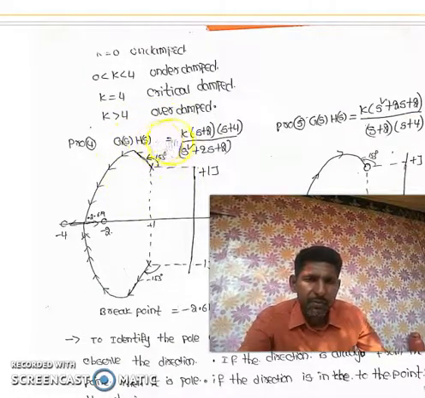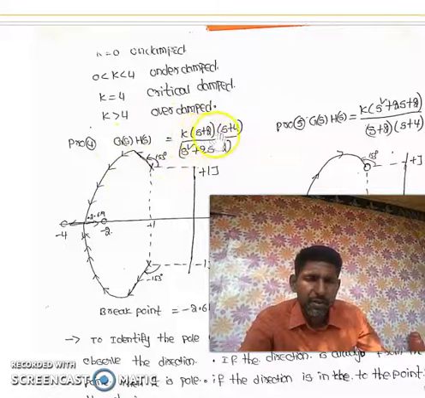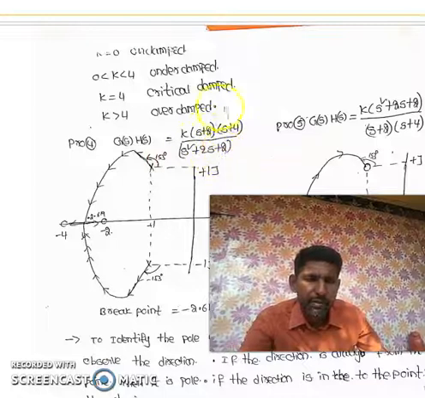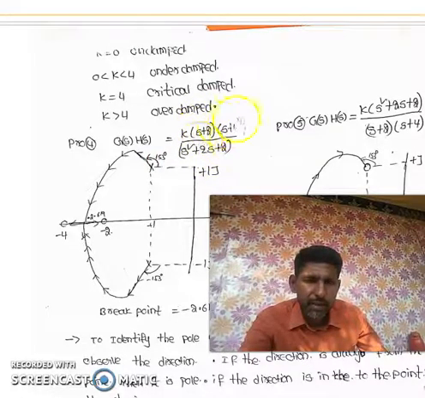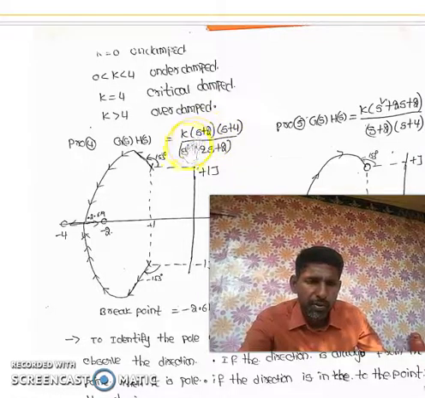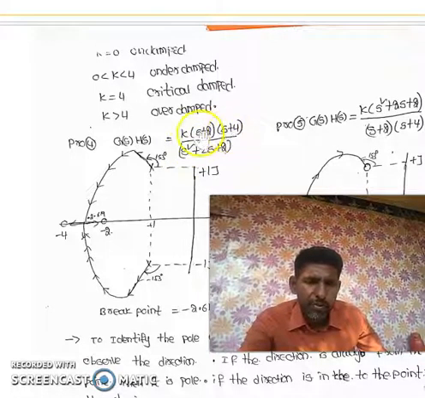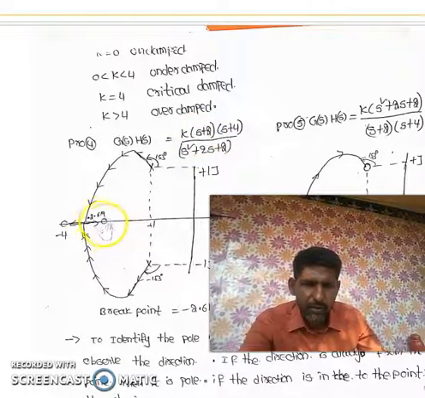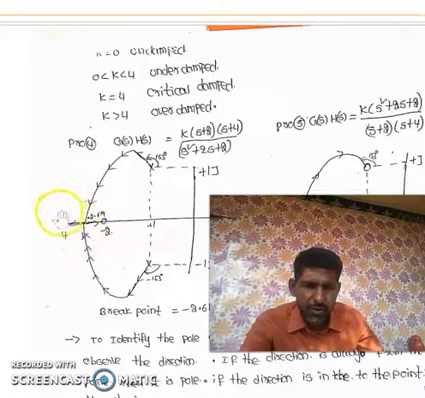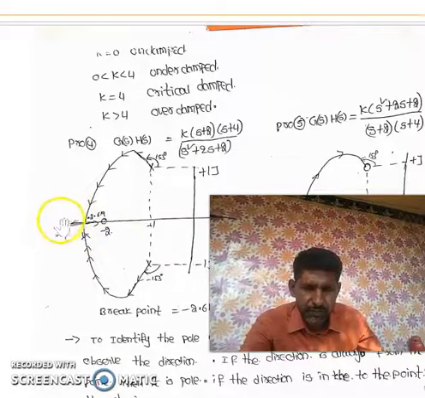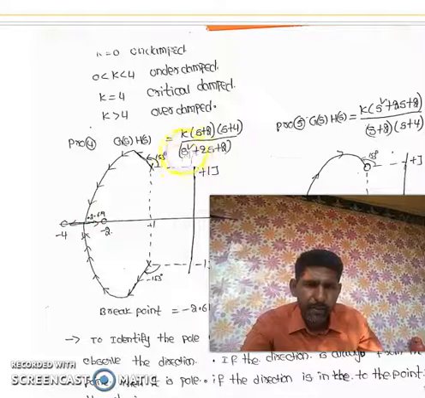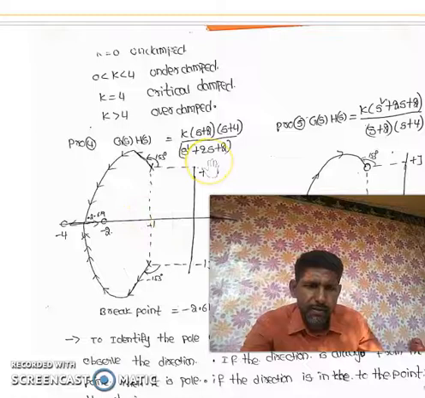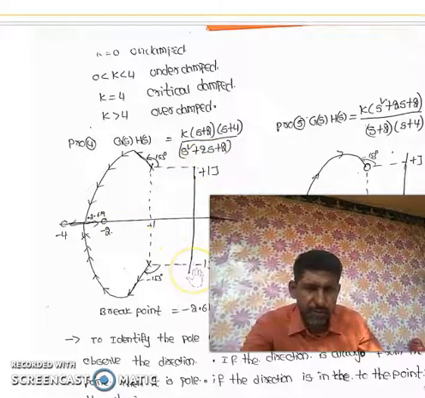The open loop transfer function G(s)H(s) equals k into (s plus 2) into (s plus 4) divided by s squared plus 2s plus 2. With this example, we have two poles and two zeros. Two zero locations are minus 2 and minus 4. So one zero is present at minus 2, and one more zero is present at minus 4. And two poles are there. The pole locations are minus 1 plus 1j, minus 1 minus 1j.